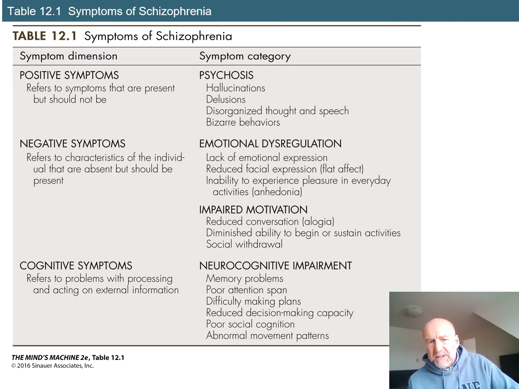So we can see here in this figure from your textbook some of the positive and negative symptoms. Some positive symptoms might be hallucinations or delusions or disorganized thought or speech. Negative symptoms might manifest as a lack of emotional expression, flat affect, inability to experience pleasure, impaired motivation.